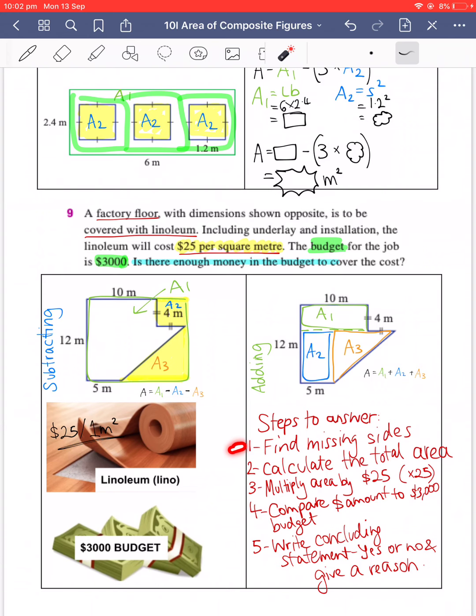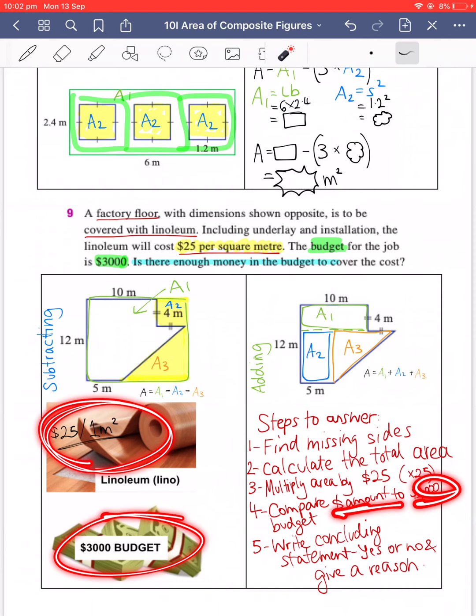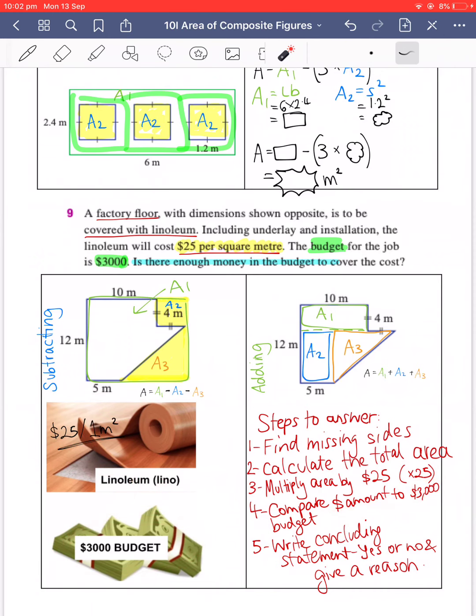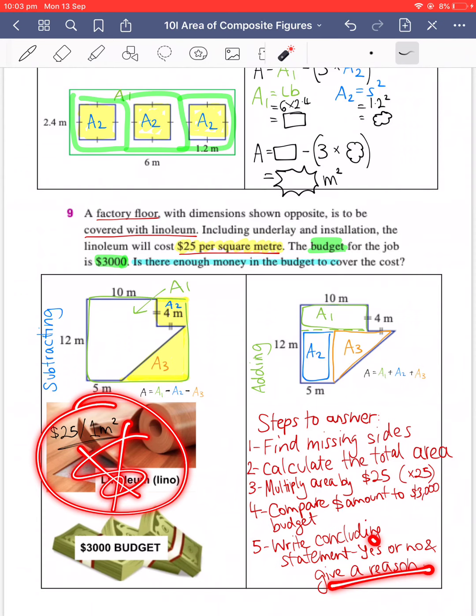So after we found our missing sides, we then calculate our total area, depends which one you are doing. We then multiply our area by 25, because remember, per square meter, it was $25 for the lino that is being installed. We then compare that amount to our $3,000 budget. So check your complete answer, compare it to your budget, and then write a concluding statement. So yes, because we have to answer the question, is there enough money in the budget to cover the cost? Your answer yes or no, and give a reason based on the amount that you had in total. Good luck.